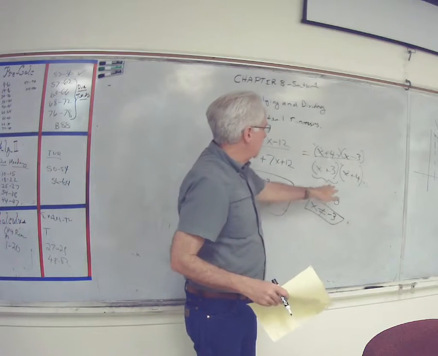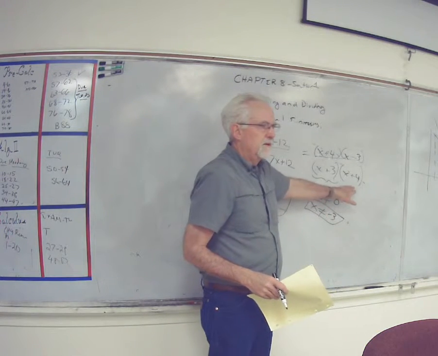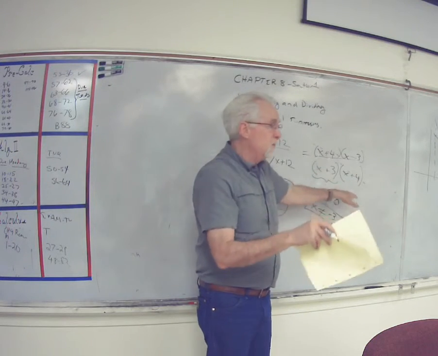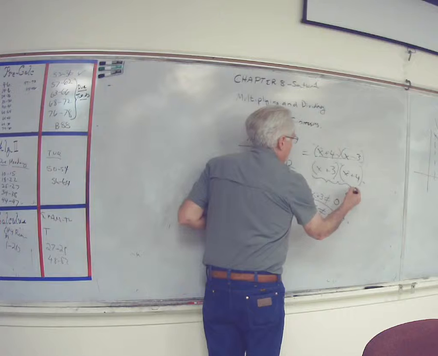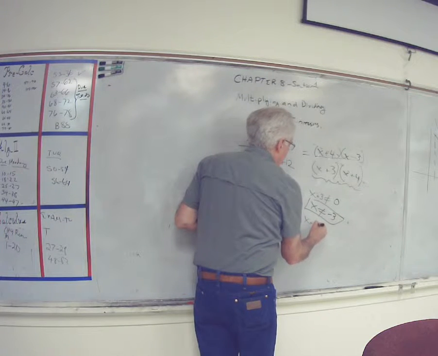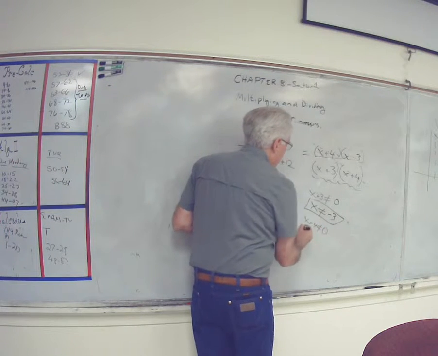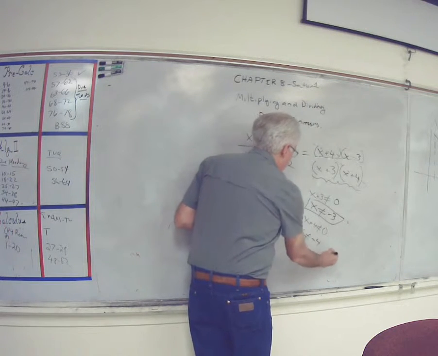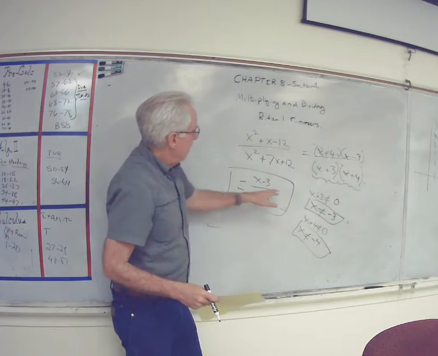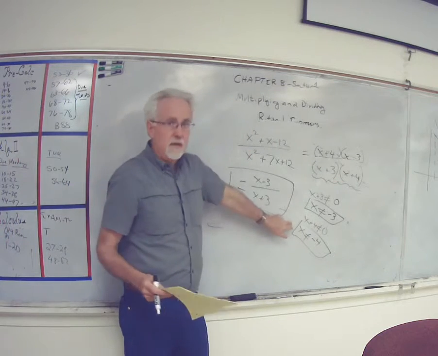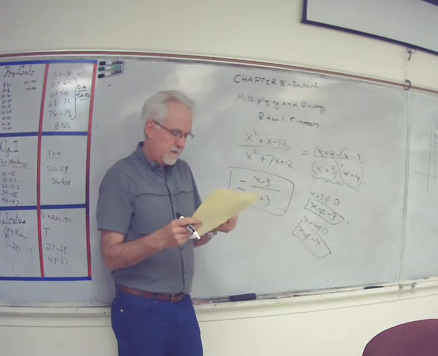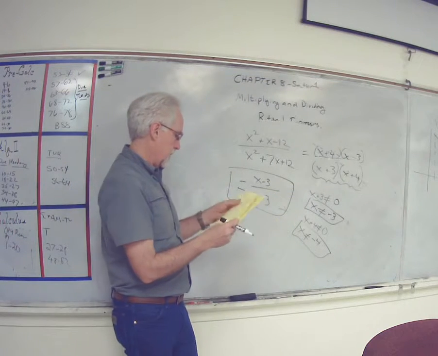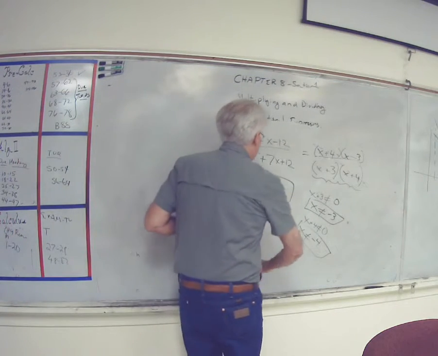Kelsey, what else can I not have in the denominator? Negative 4. Okay, that's the right answer, but tell me how you get there. X plus 4 cannot equal 0, therefore x cannot equal negative 4. All right. So even though this term is gone, you still have to do this. It's undefined at negative 3 and negative 4, all right? Let's keep going. Let's keep factoring.